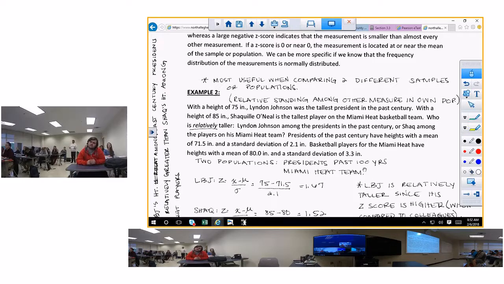anybody with two teeth in their head can tell you that Shaq is taller than LBJ. But that's not what the question's asking. What is the question asking? Who is what? Relatively taller.